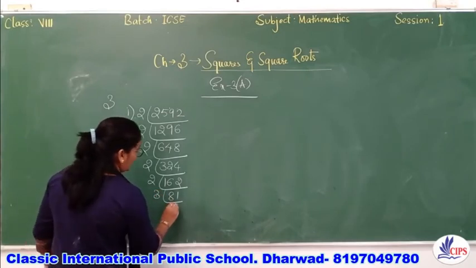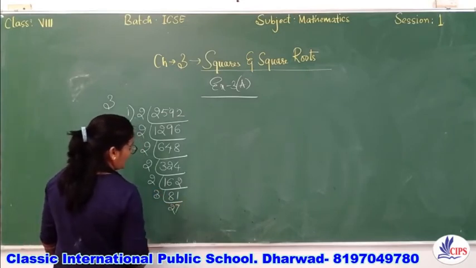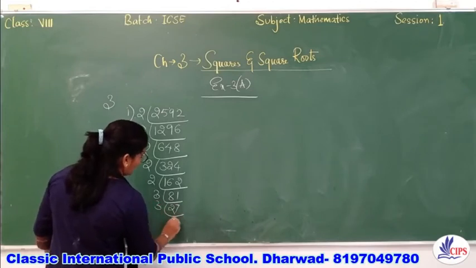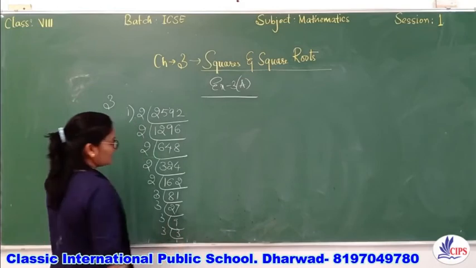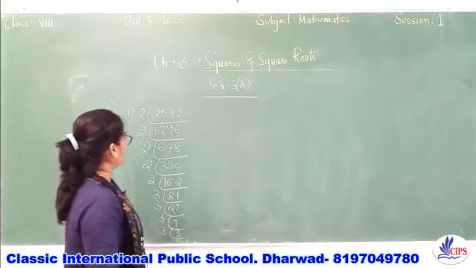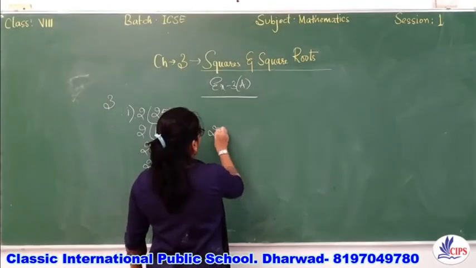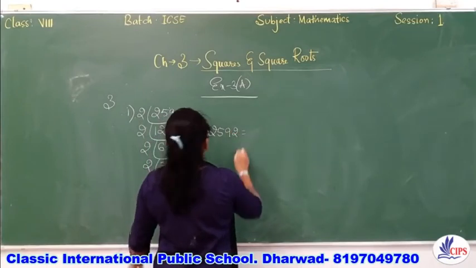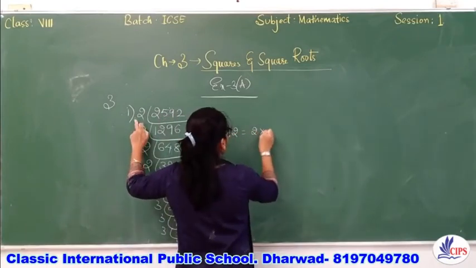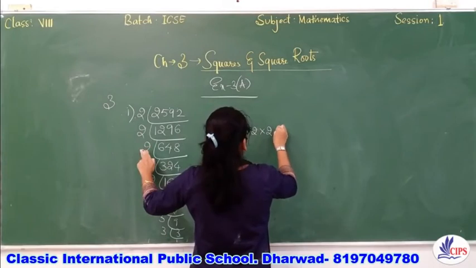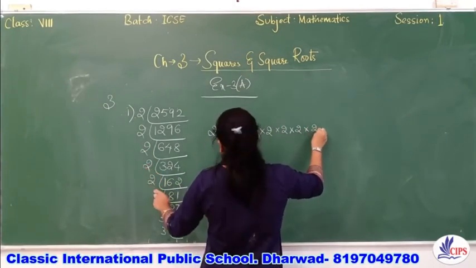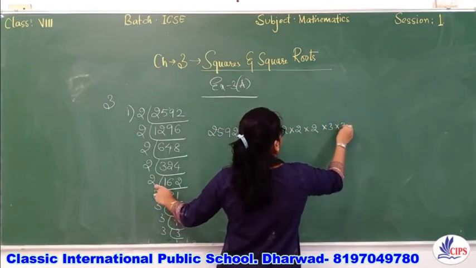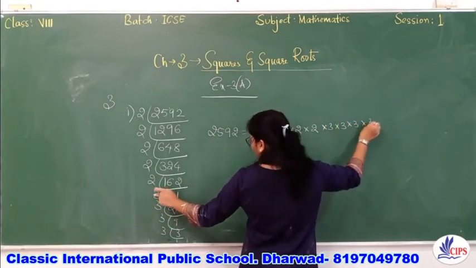3 2s are 6 and 3 7s are 21. Now 3 9s is 27. 3 3s is 9 and 3 1s is 3. So we have completed our factorization. So let's write all the factors of 2592. So we have 2 into 2 into 2 into 2 into 2 into 3 into 3 into 3 into 3.